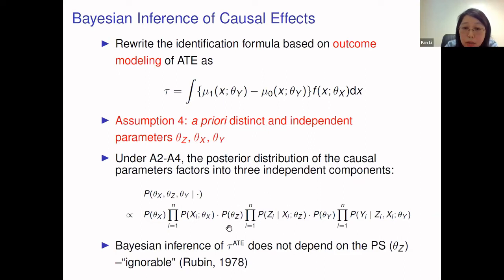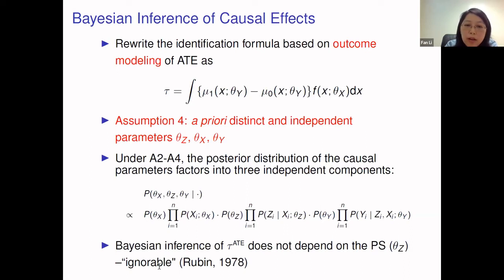The key thing is that ATE as a causal parameter involves only theta y and theta x. It doesn't involve any parameter about the propensity score, in other words, the so-called assignment mechanism. So this thing dropped out. Basically, if you assume A2 to A4, then Bayesian inference of ATE actually does not depend on the propensity score, right? This parameter has nothing to do with it, and the prior independence basically takes it out.